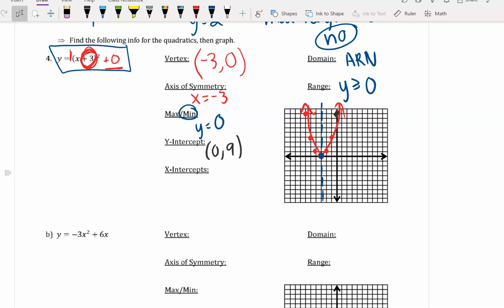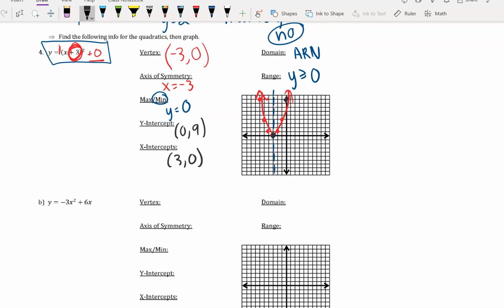Also, if you look at the graph, we can see where the x-intercepts are. Or, well, in this case, we only have one x-intercept, which can also be called a double root, but you'll learn more about that later. So the x-intercept, we can see here, it touches the x-axis at 3, 0. So that one was a nice one. It was quick because it was in vertex form.